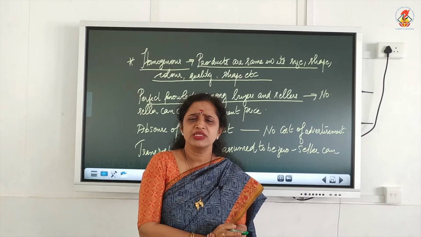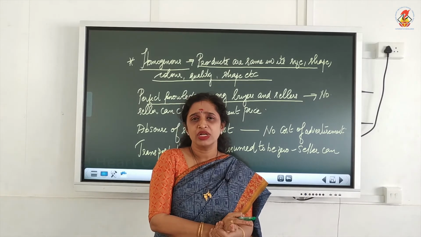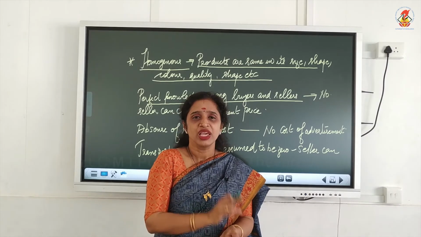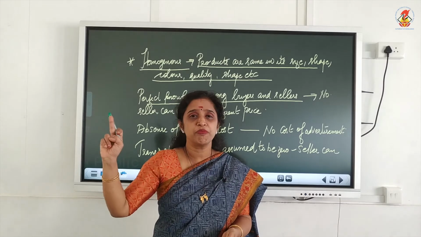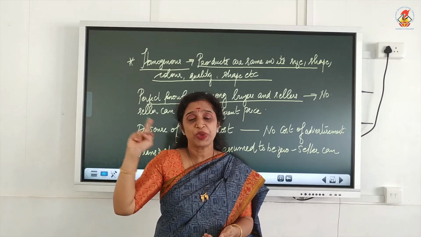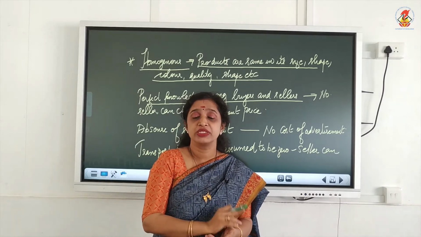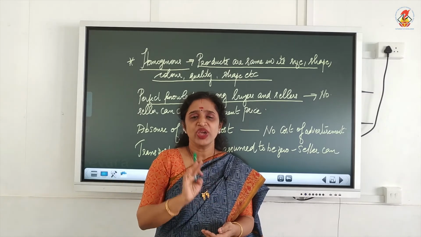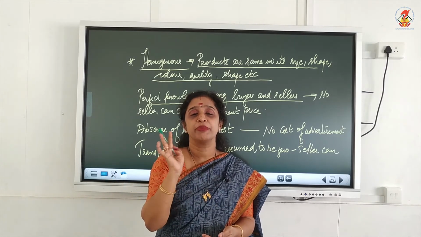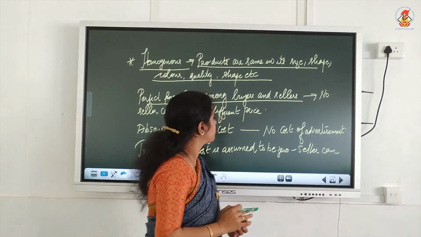Seller B cannot raise its price. Seller C cannot decrease its price to sell more. Everybody has to follow the same price. It is fixed by the industry. That means there is uniform price. So every buyer and seller has got a perfect knowledge about the price.